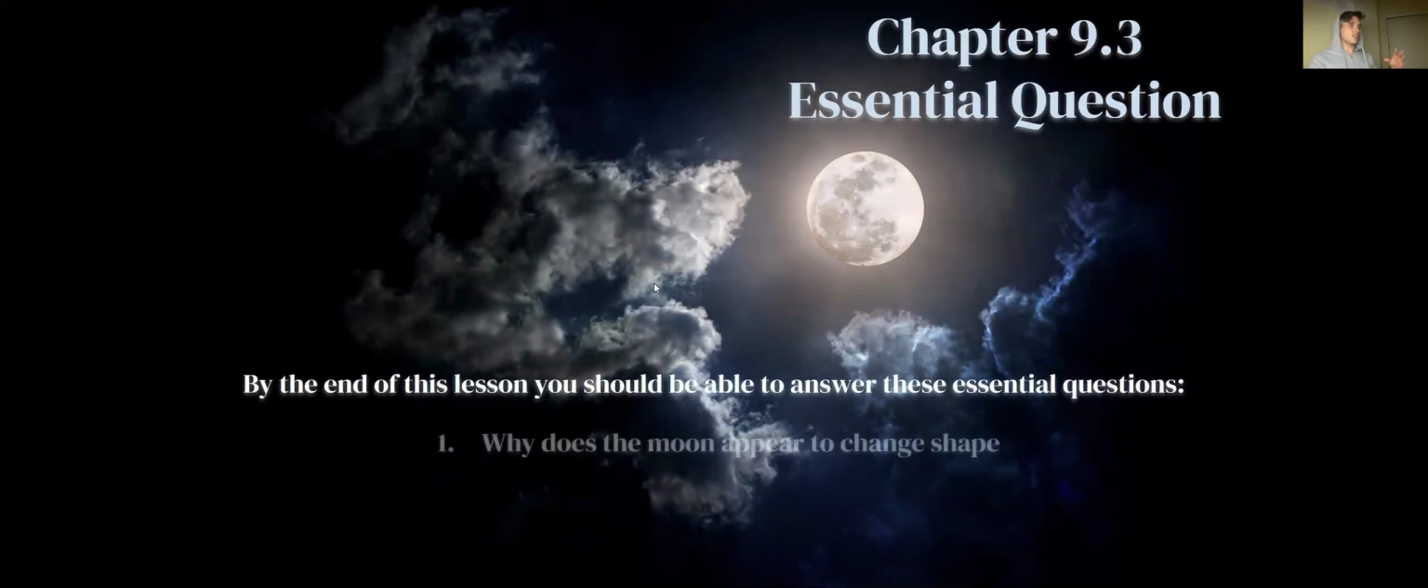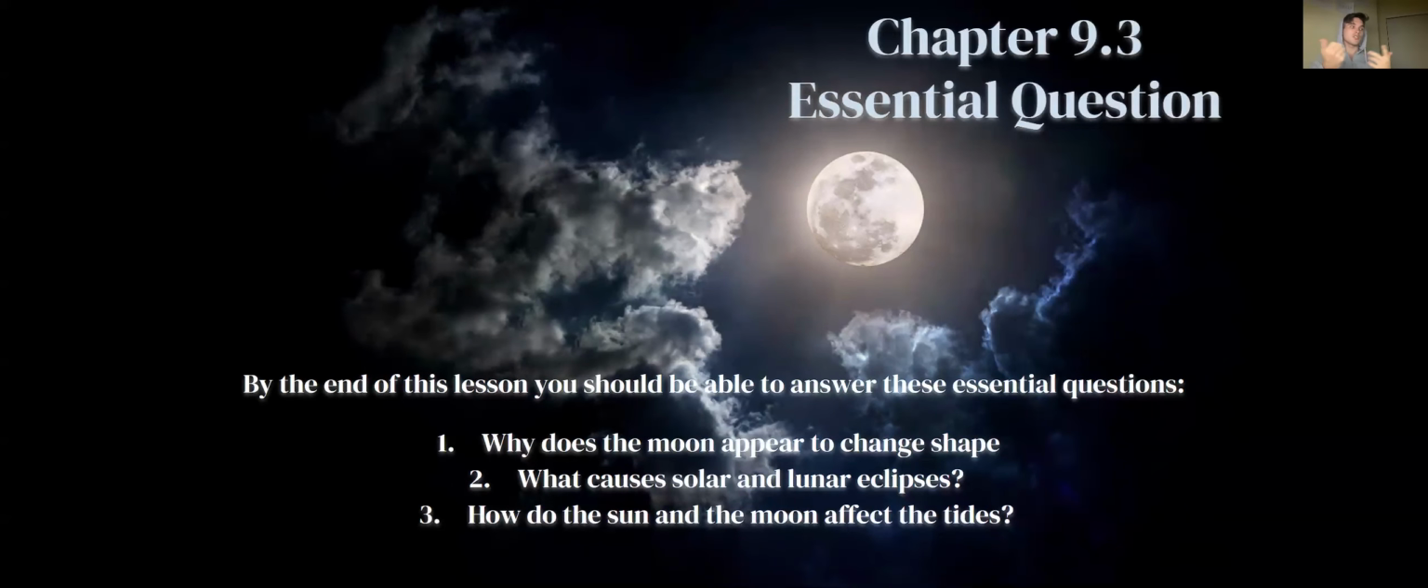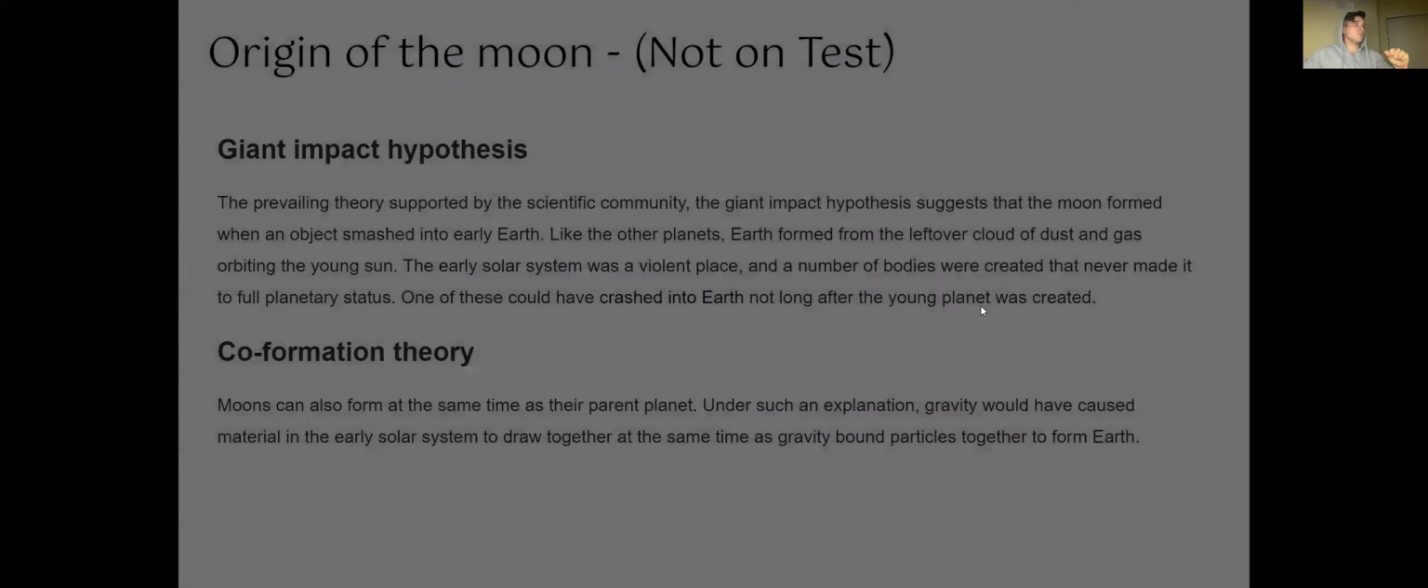Here we go. Chapter 3 essential questions. There's 3. I don't care which one you pick to write down or answer. It doesn't matter to me. So why does the moon appear to change shape? What causes solar and lunar eclipses? And how does the sun and the moon affect the tides? I want you to know all of them. You're going to have to know them all for the test, but the answer is like 1 or 3. Those are probably the bigger ones to at least answer. Number 2 should be pretty easy.